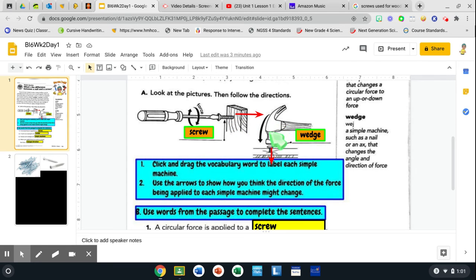Now, on the hammer and nail, the direction of the force is coming this way. It hits the nail, and that pushes, the force moves through the nail and into the wood or whatever that's there. I think that might be wood. Okay, so this is a screw, this is a wedge. The force changes from rotational to through the wood, and then from the hammer goes to the nail and into the wood.